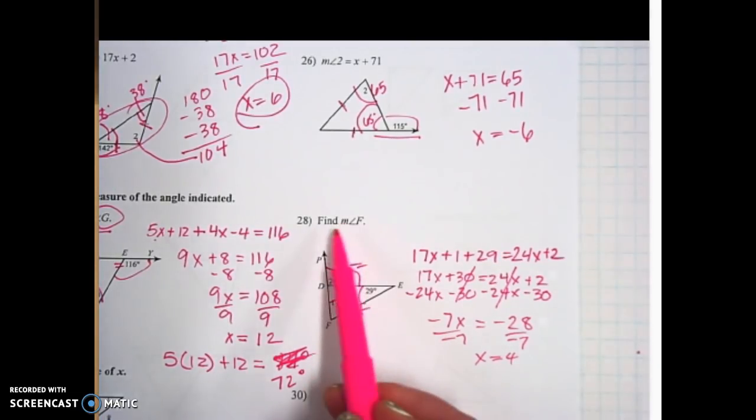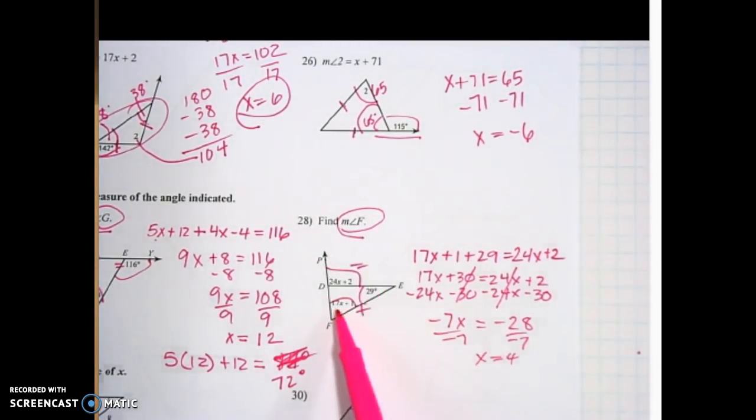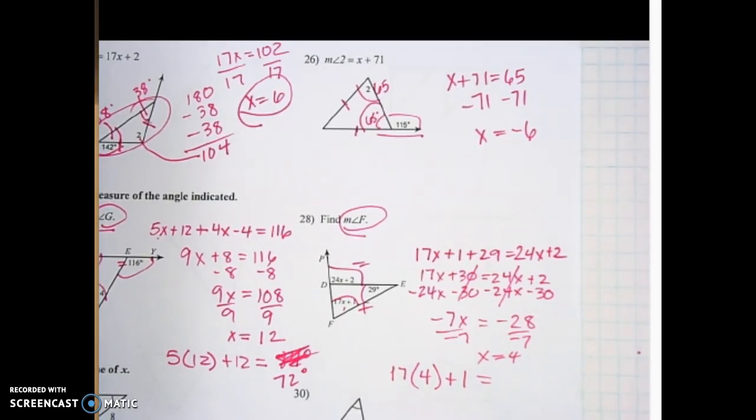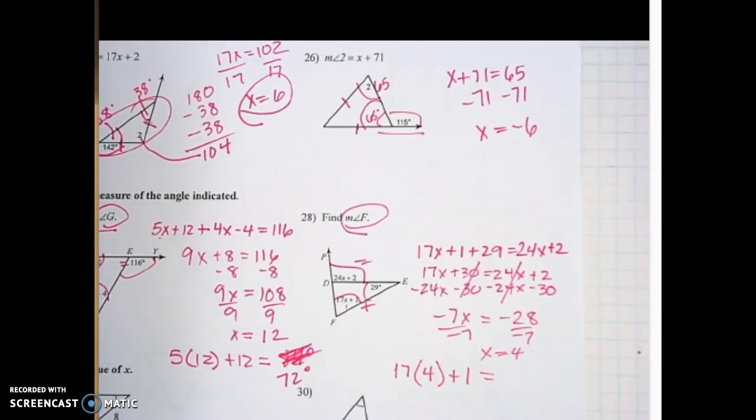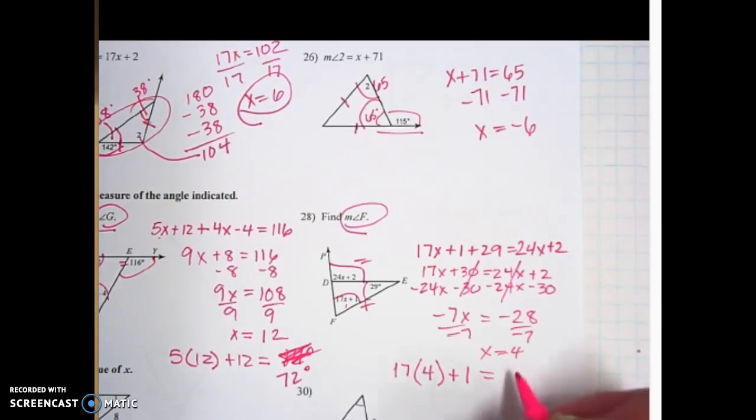We need to plug that back in for angle F. So angle F was 17x plus 1. So 17 times 4 plus 1. 17 times 4 is 68, so 69 degrees.